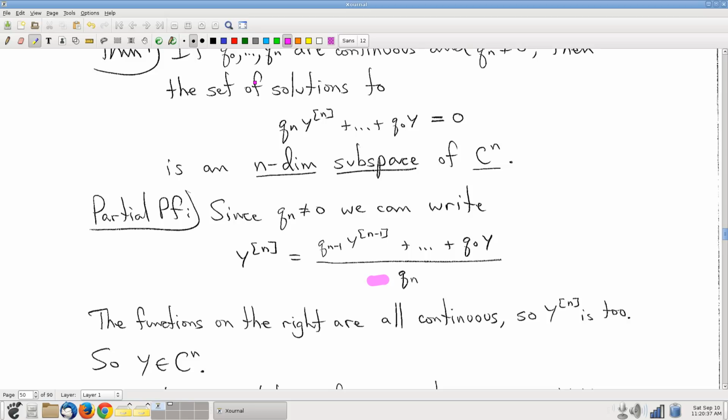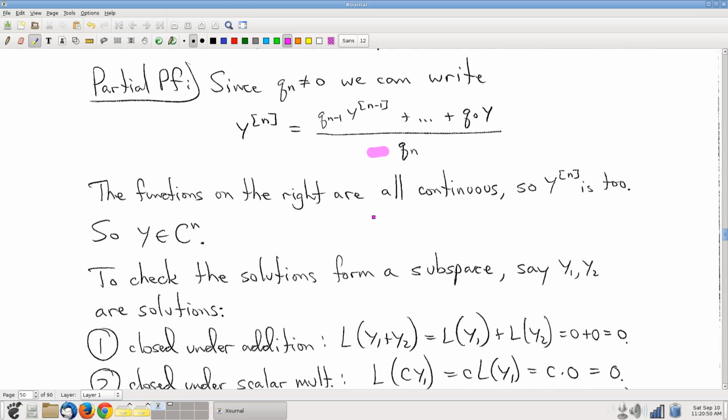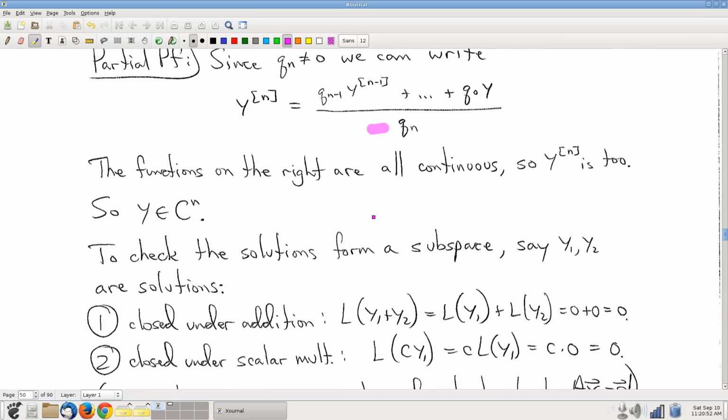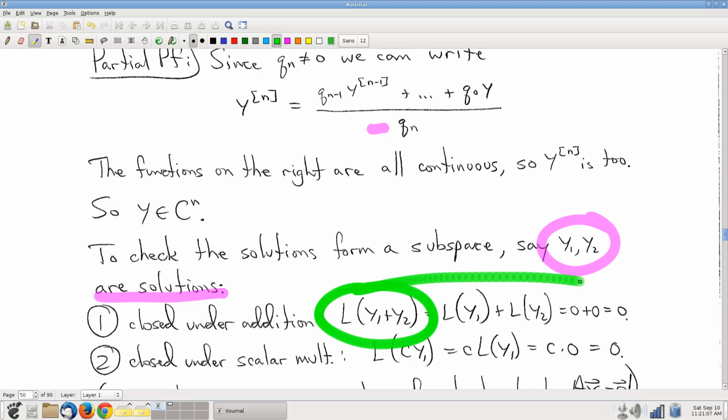Okay, next, how do we know that these form a vector subspace? How do I know that this complete set of solutions is a subspace? Well, we have a method for how to decide if something is a subspace: you just check that it's closed under addition, and you check that it's closed under scalar multiplication. Suppose that y1 and y2 are solutions. How do I know that y1 plus y2 is a solution? Well, I need to compute L of y1 plus y2. I need to make sure that it's equal to 0. That's what it would mean for y1 plus y2 to be a solution.